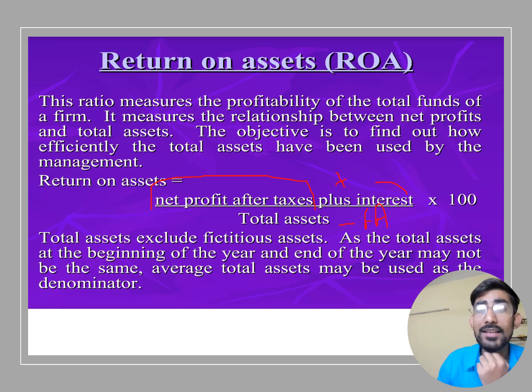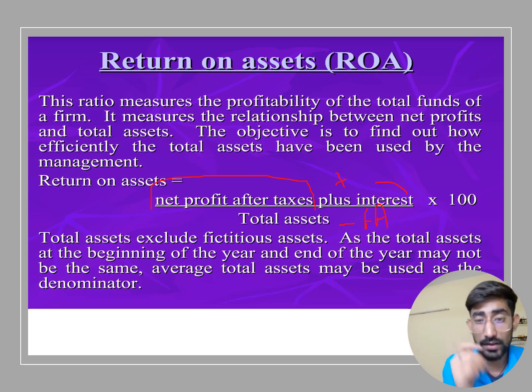As the total asset at the beginning of the year and the end of the year may not be the same, average total asset may be used as the denominator. So in the case where we have two balance sheets, at an initial period and at a closing period, we will simply add the opening and the closing, and then we will divide it by 2 to get our average total asset.